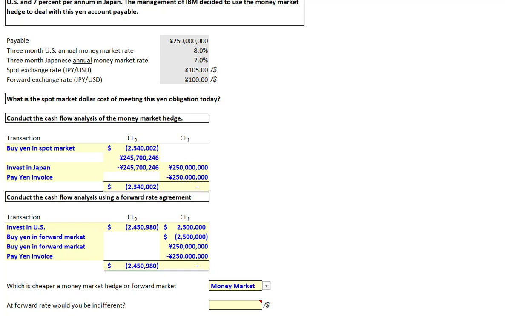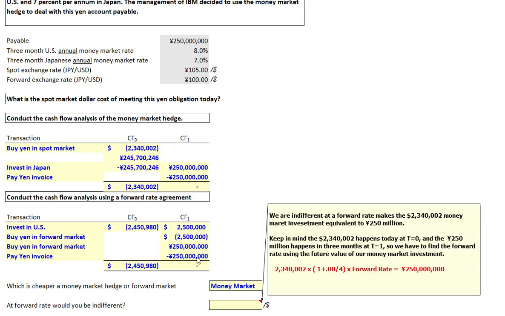Our next question is, at what forward rate would we be indifferent? At a higher forward rate, we wouldn't need to set aside as much money today. So what we want to do is figure out how high would that forward rate be for us to be indifferent between the two. We will be indifferent if that 250 million yen is equivalent to the $2,340,000 today. But again, the 250 million yen is a time 1 cash flow. The 2,340,000 is a time 0 cash flow. They need to be happening at the same point in time.